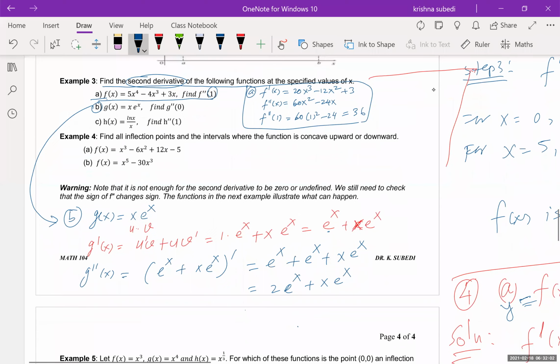Now we need to find the second derivative at the value when x equals 0. That is going to be 2 e to the 0 plus 0 times e to the 0. So 2 e to the 0 is 1, you already know that, plus this guy is 0 in the second term. That's going to give me 2. Okay? It's that simple.